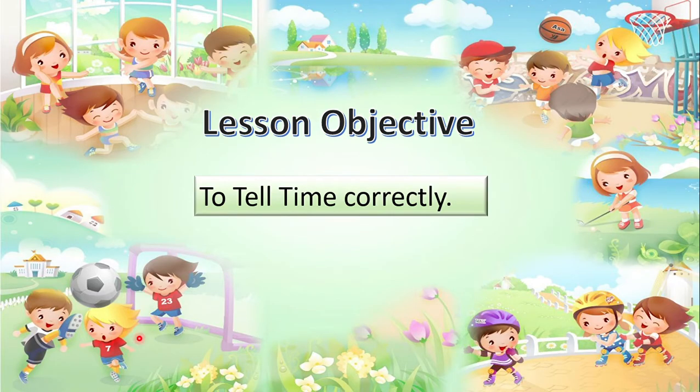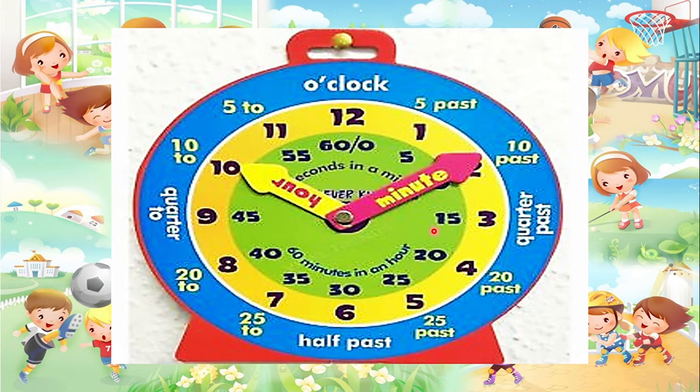In this lesson, my students, we're going to tell time correctly. So let's start. To tell time correctly, we need to know the components of the clock. On the clock, we have the numbers of the hours, the numbers that show the hours: 12, 1, 2, 3, 4, 5, 6, 7, 8, 9, 10, 11. All of these numbers show us the hours. And also, we have the minutes.